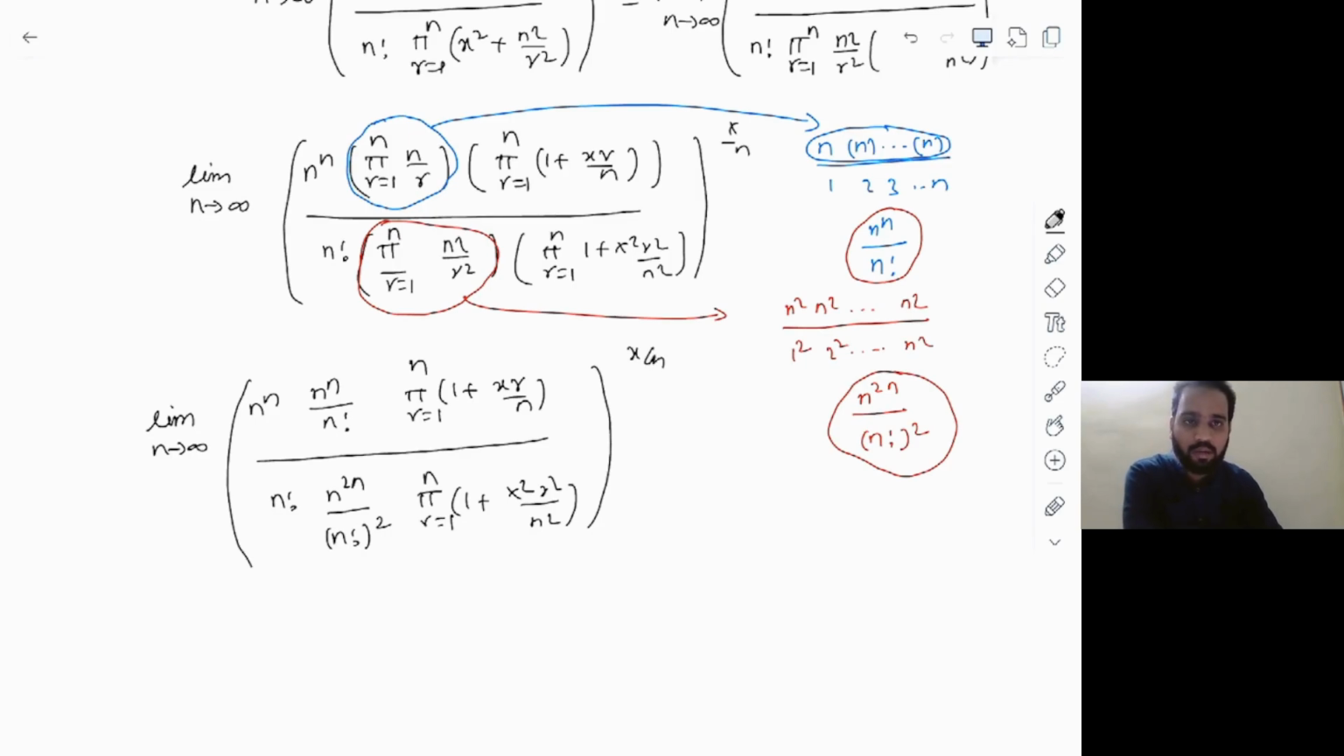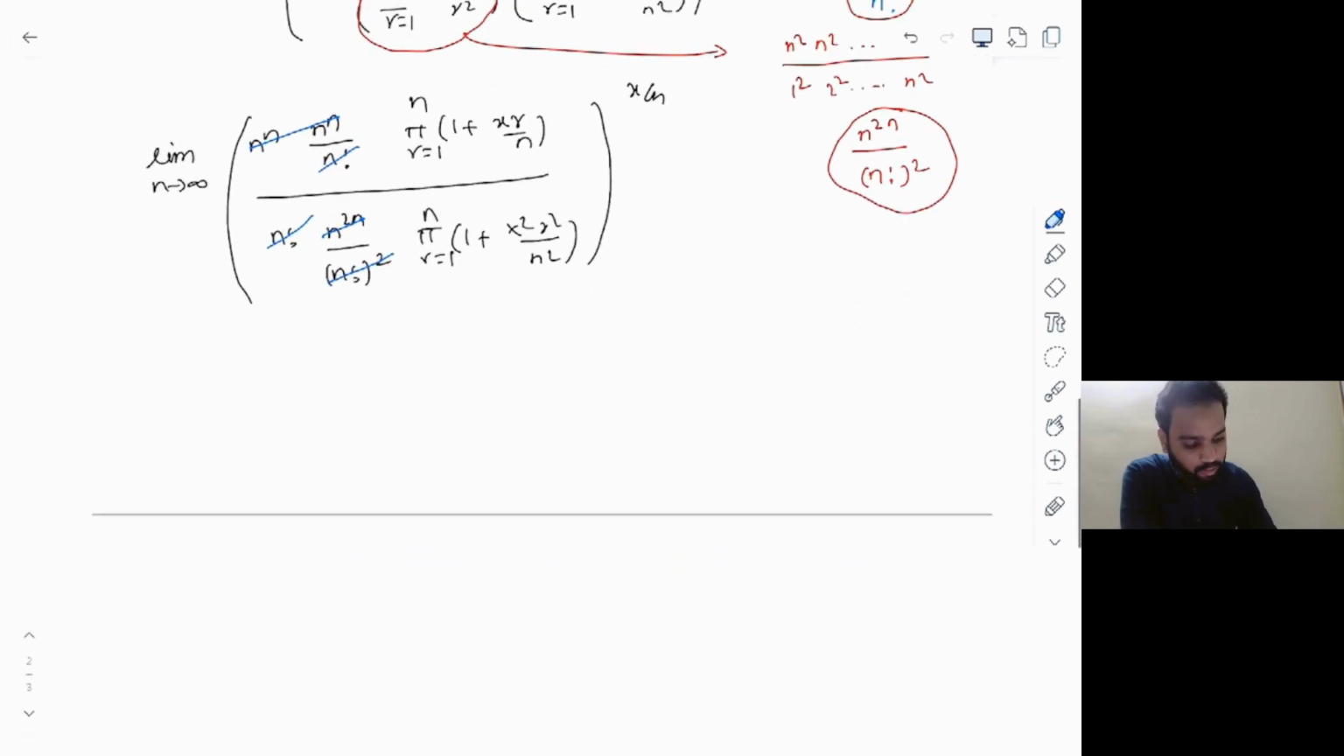Now the main advantage in simplifying in this way is, if you observe carefully, this n power n into n power n is n to the power of 2n, that gets cancelled with n power 2n. Look at the remaining terms also. N factorial, n factorial, n factorial whole square, everything will be cancelled out. So we have somehow simplified it. Okay. Now let us write down the remaining function f of x.